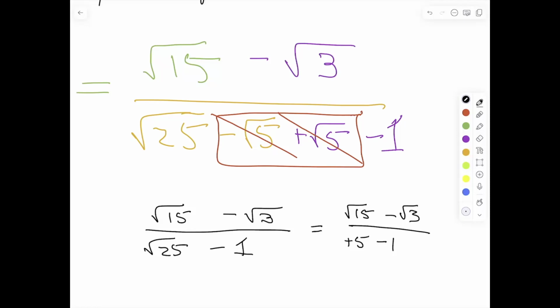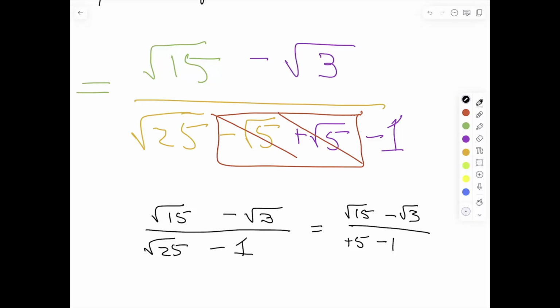So, what do I have as my numerator? What is square root of 5 times square root of 3? Square root of 15. So I got square root of 15. What is square root of 5 times +1? Positive square root of 5.